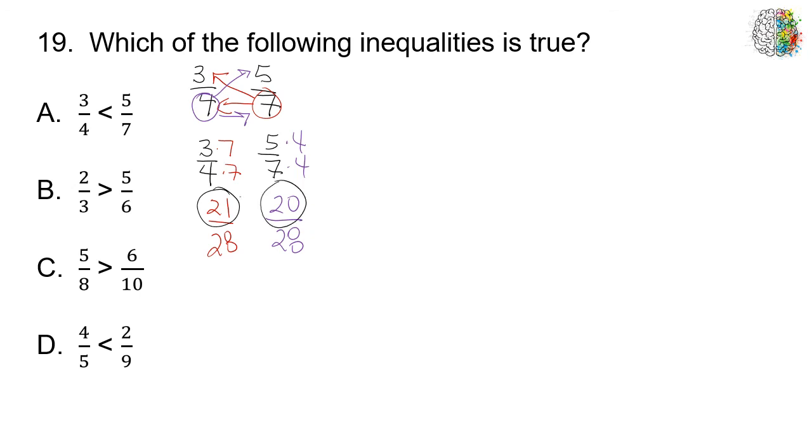Now that the two denominators are the same, all I have to do is compare the numerators. 21 is greater than 20, so I see that my inequality is facing the wrong direction. So that means option A is false.